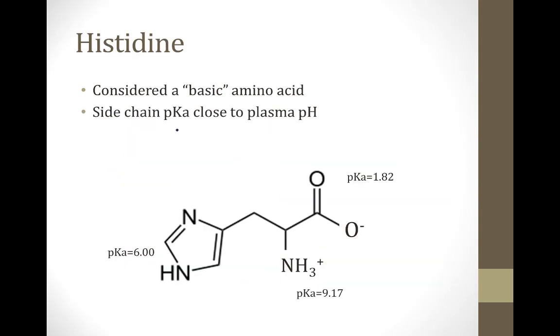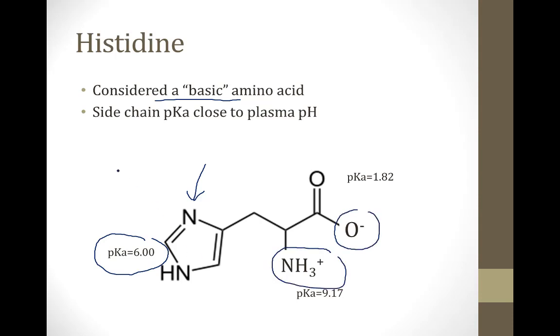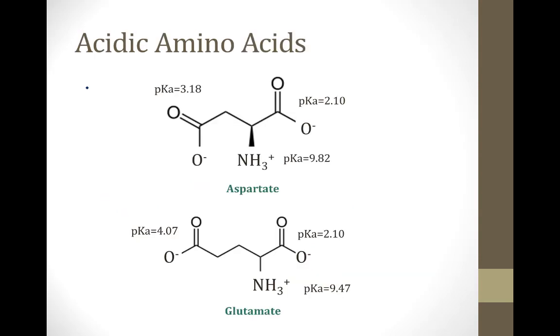Histidine is another amino acid that's considered a basic amino acid. That's because its side chain can accept a proton. However, the side chain has an unusual pKa of 6.0 that's very close to plasma pH of 7.4. So you tend to find this unprotonated in solution. This means that usually at plasma pH, histidine will have no net charge. The negative charge here will be canceled by the positive charge here, and the side chain will not be carrying a proton. Now that we understand basic amino acids, let's discuss acidic amino acids.